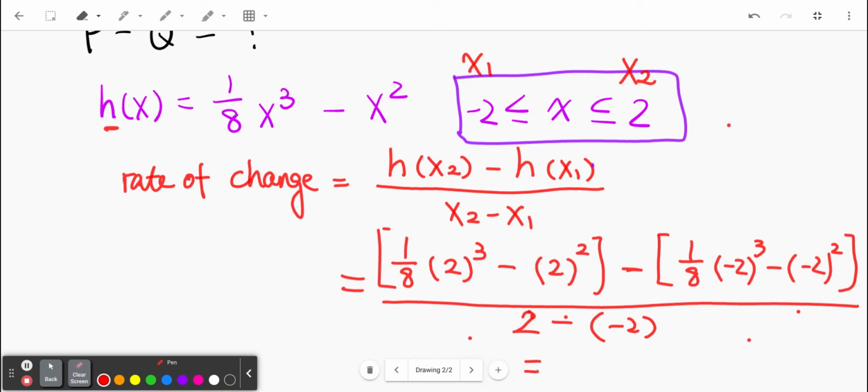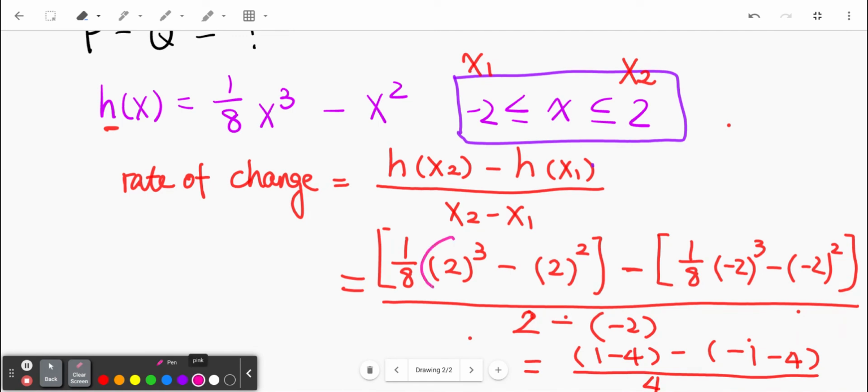So 2 to the cube is 8. 8 times 1/8 is 1. Okay? So 1 minus 4, minus... What happened to 2 cubes? Girl, is that an l or is that a 1? It's a 1. Okay. Solved that already. All right.